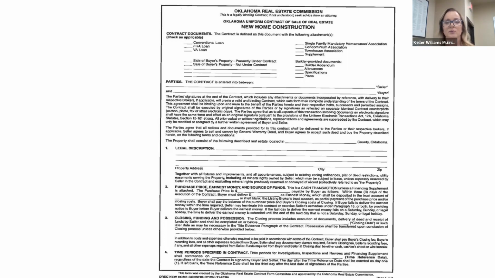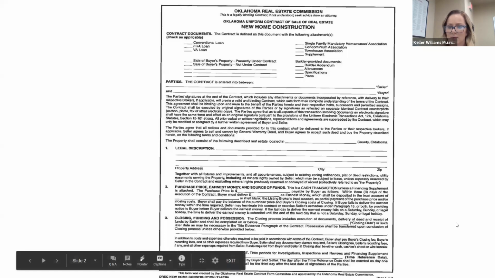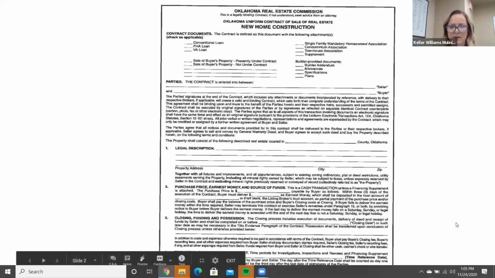Okay, new home construction at the top. This is a real estate commission contract. If you look in the bottom left-hand corner, you're going to see that this contract was last updated in November of 2019. If you're using a contract, please always check the bottom left-hand corner. Make sure you're using the most current version available.